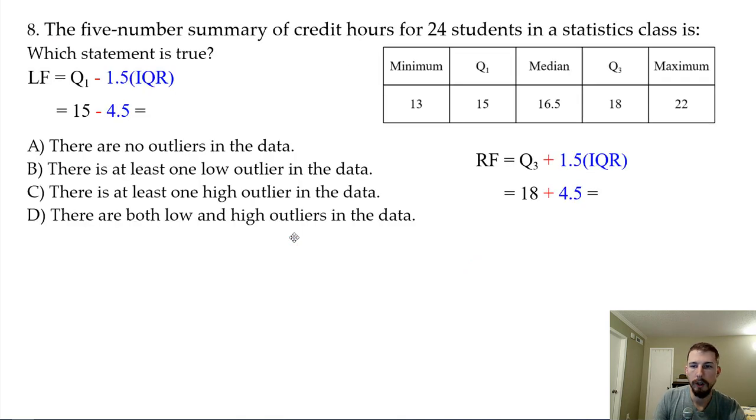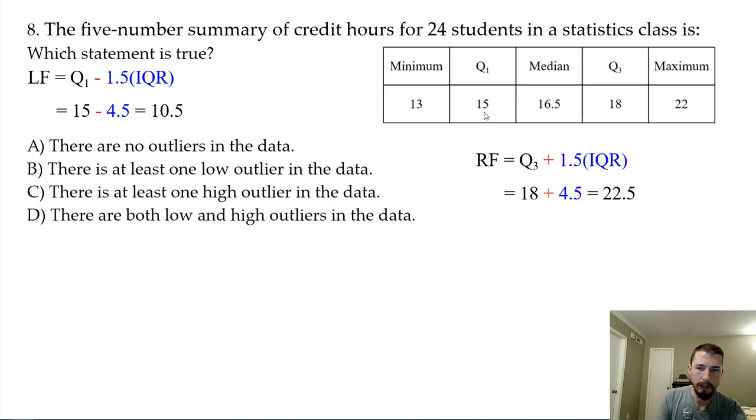The 5-number summary of credit hours for 24 students in the stat class is given there. Which statement is true? So we want to know if there's any outliers. To do that, we have to calculate the right and left fence. So the IQR is going to be 3. 18 minus 15 is 3. Times 1.5 is going to be 4.5. Subtract that from 15, which is your first quartile, which will give you a left fence of 10.5. Add it to your third quartile, which is 18, which will give you 22.5.